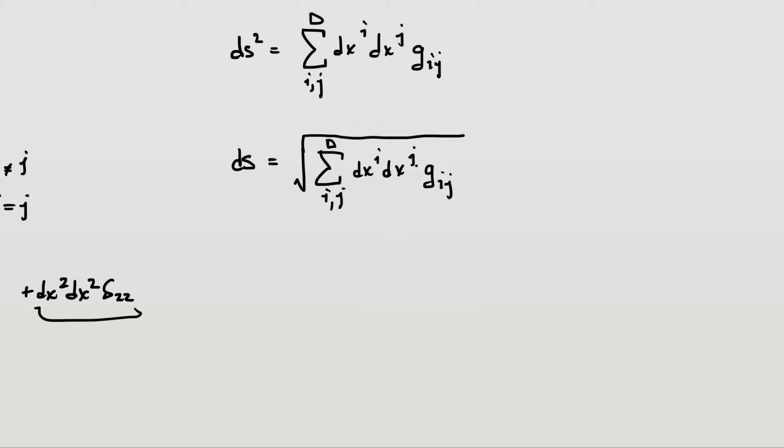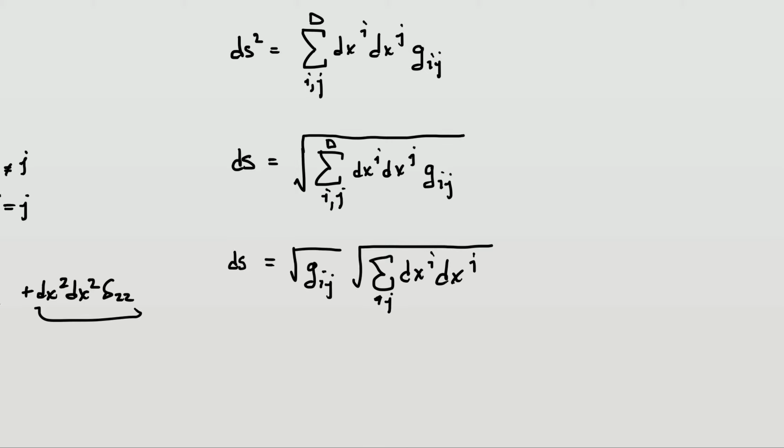All right, well, this actually is pretty interesting. It tells us that for ds, we could split this apart. We could say the square root of g_ij times the square root of all the rest in here, dx_i dx_j over the dimensions d. So this here is our distance, but now we have the square root of g.